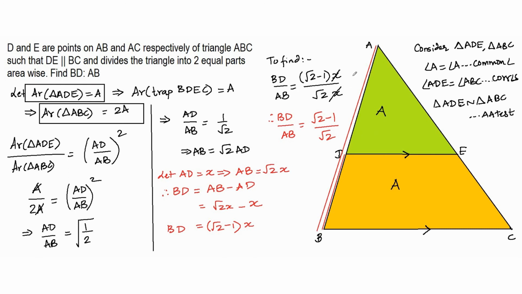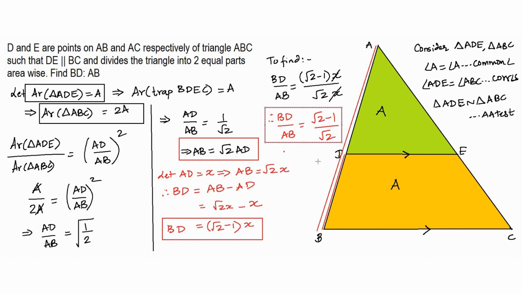So again, just to recap quickly, I noticed that the triangle and trapezium have the same area. So I was able to find the area of the whole triangle, and then using the similar triangles proposition, I was able to find the ratio of the sides, and that is how I reached the conclusion that AB is root 2 times AD. And then I applied the common ratio. I took AD as X and AB was therefore root 2 X. Then I went ahead and found the value of BD, and then I took the ratio and I got (root 2 minus 1) upon root 2. This is how I can solve this particular question.